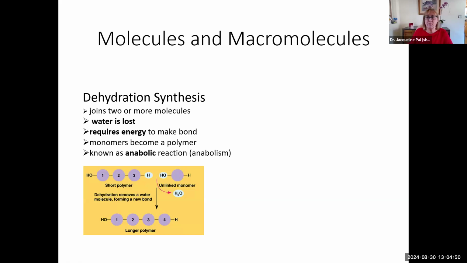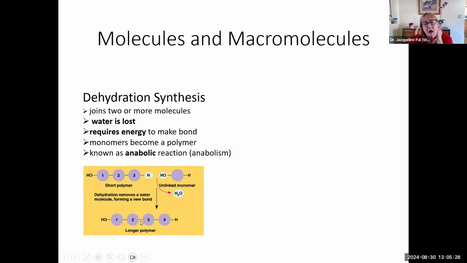But we are making something bigger, so that's synthesis. So this process of taking two shorter pieces and making something bigger is called dehydration synthesis, where two monomers become a polymer. And this is an example of an anabolic reaction where we are creating something. This is an anabolic reaction.